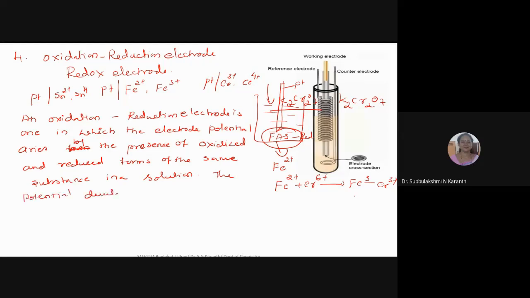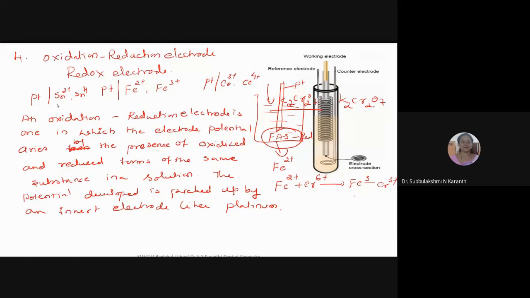Then the potential developed is picked up by an inert electrode like platinum. Okay, so we can represent this electrode this way. Platinum is in contact, and due to the change in oxidation state, we can observe a potential, and this type of electrode we call a redox electrode.